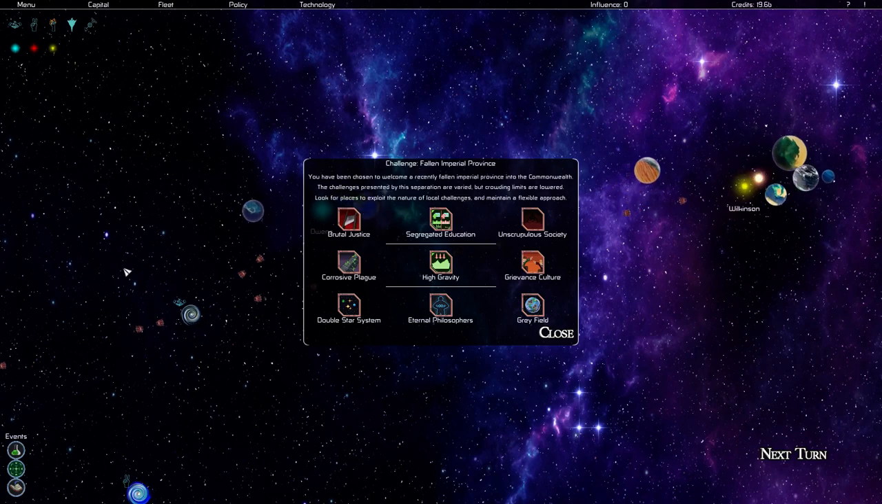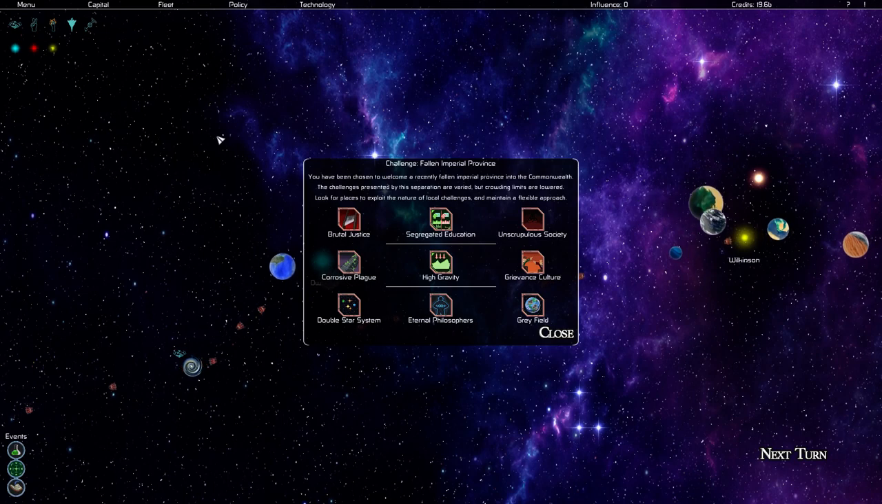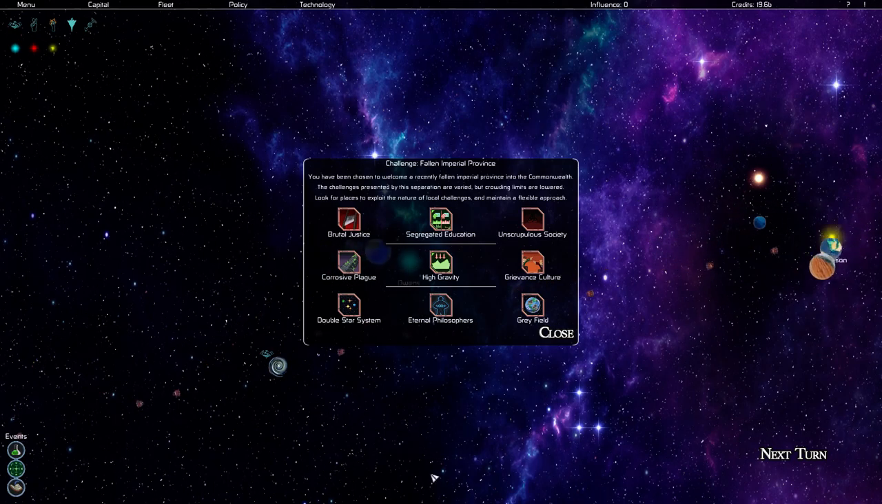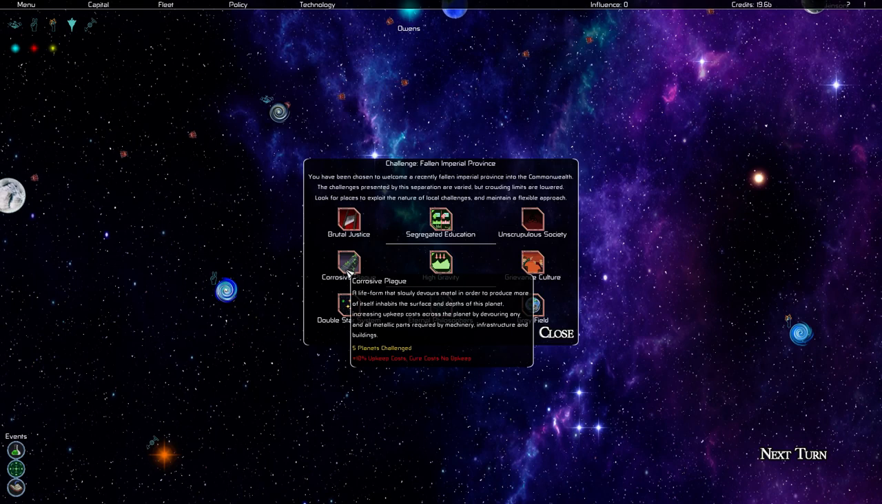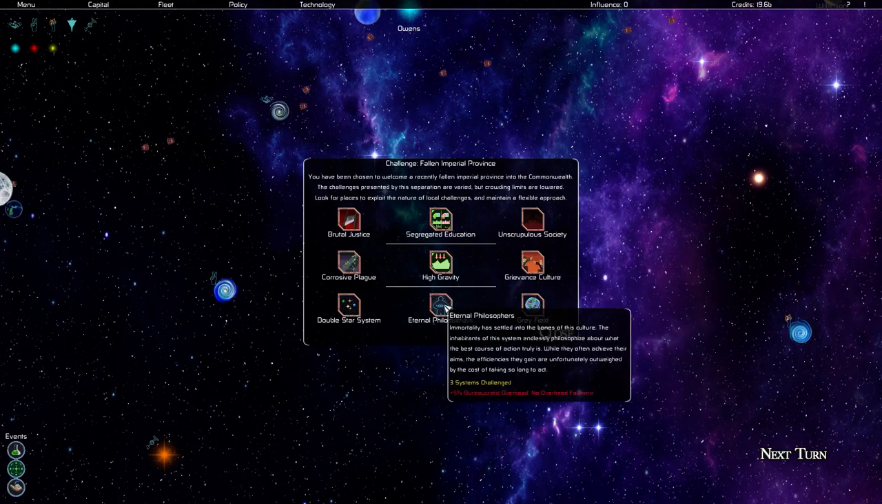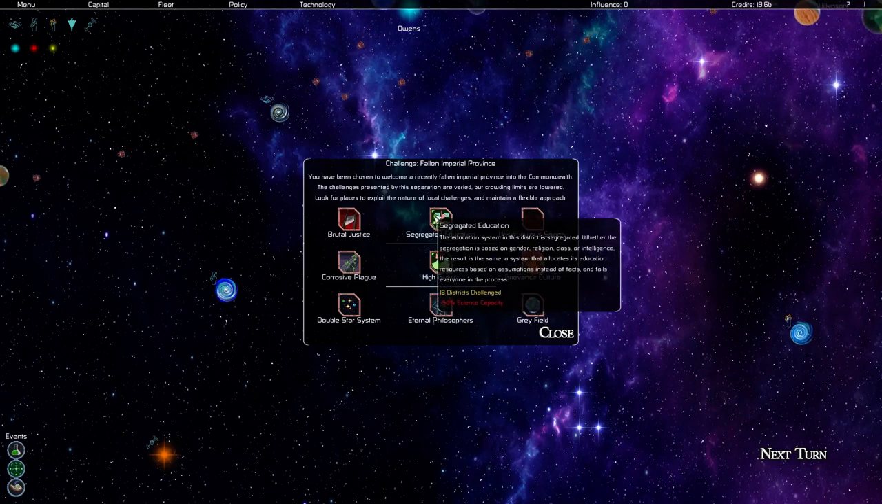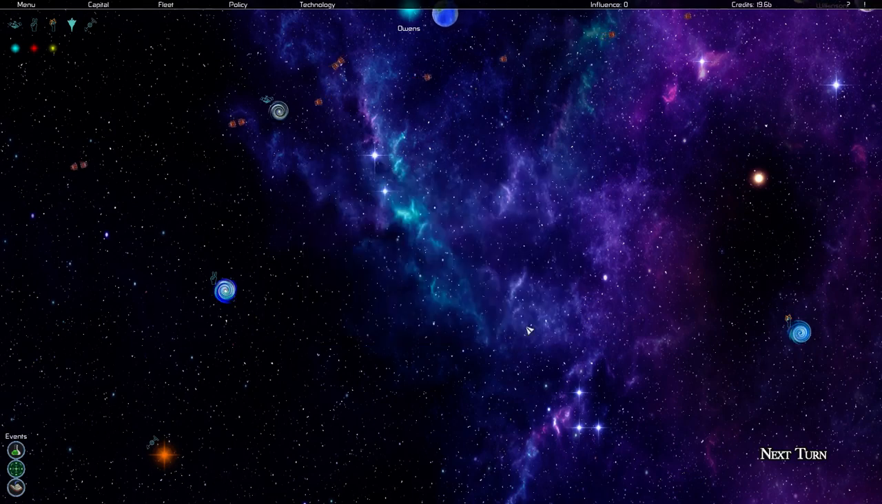Yeah, so you can change assignments at any time by going back to the capital and just turning an assignment in, but if you turn it in too early, you might not get any points. These are some of the characteristics of our territory. These are some of the things we're gonna have to deal with: segregated education, high gravity, seven planets challenged, that sort of thing.